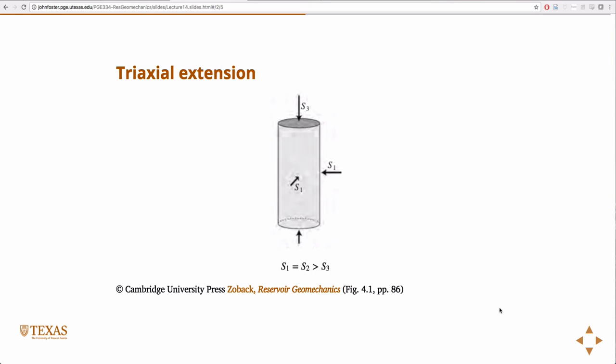So the sample is fully in compression, where rocks are strong. Then I release the load, and that will stimulate a tensile response in the sample, and the sample will fail. So this is all a misnomer, because it's not really three axes to begin with. S1 and S2 are the same. And you're not really pulling on the sample and extending it. Triaxial compressive release or something like that would be the more appropriate name.